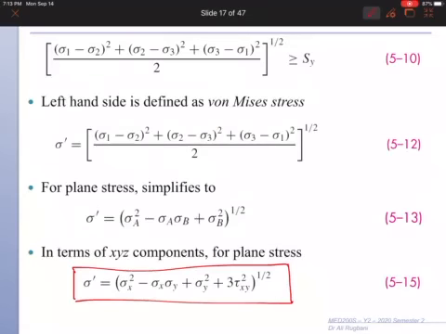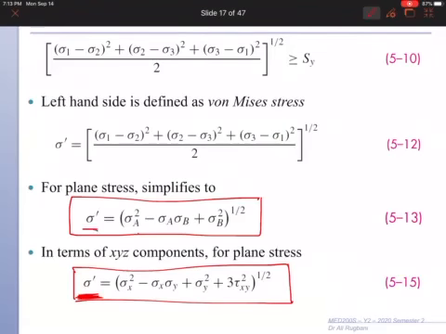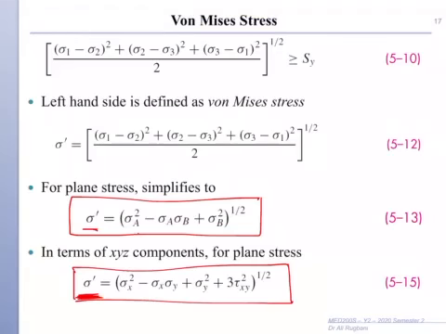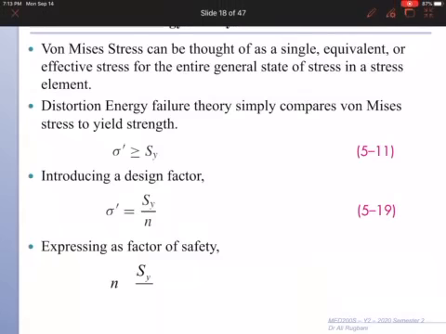If you have sigma x and sigma y and shear, you can calculate von Mises stress. Or if you have the two non-zero stresses, the two principal stresses from your formula, you can also calculate von Mises stress. So von Mises combines all stresses in one expression we call von Mises stress, and then we can compare that stress to the strength of the material. Okay, if that stress is larger than the strength of the material, then we can say there's a risk of failure.